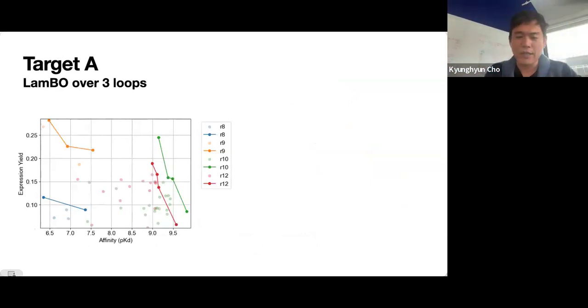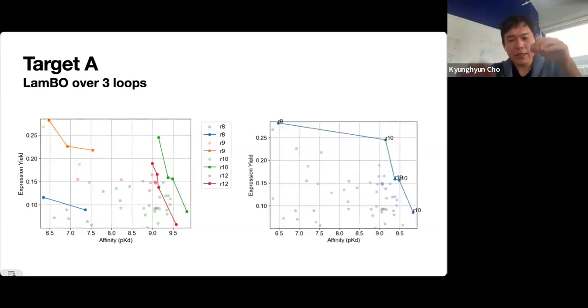Lambo is the classifier-guided diffusion with hypervolume improvement. For this target, Lambo was run for four loops. I don't know why it says 3. At the very beginning, it found designs that are both not expressing enough and not binding well enough. However, in the next round, this algorithm, or the lab in the loop, realized that we can improve the expression quite a bit while maintaining the affinity. After that, it realized in the subsequent rounds that it's possible to maintain the expression but improve the affinity as well, resulting in a nice frontier that covers high expression but low binding, high binding but low expression antibodies, and in between.